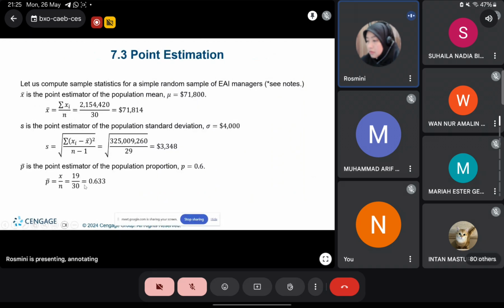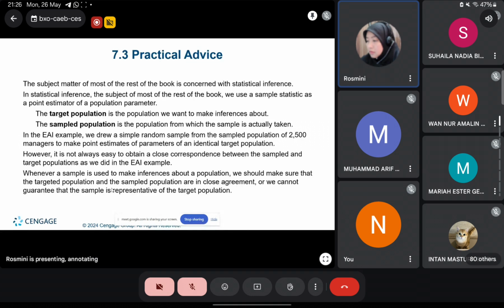have completed the training, which is 0.633. So there is a difference between the population mean and the sample mean, sigma, which is the standard deviation for the population, and the standard deviation for the sample, and also the P, the proportion of the population, and the proportion for the sample for those who have taken the training. Okay, so there's a difference there. So that's how we try to find all that for the sample.